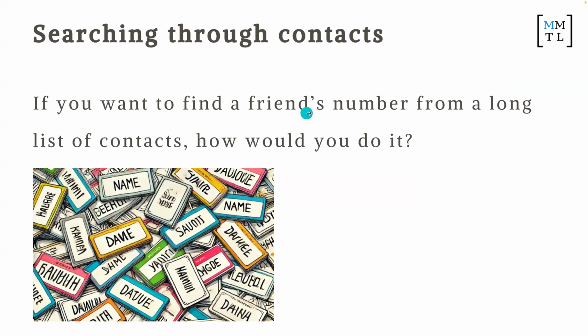If you want to find a friend's number from a long list of contacts, how would you do it? And let's pretend that you don't have your phone app, and you write a cue card with every person's name on the front and the number on the back. How would you be searching for a specific friend? Let's say you're searching for Alex. Is there a good way that you can search through your pile of contacts and find him really quick?